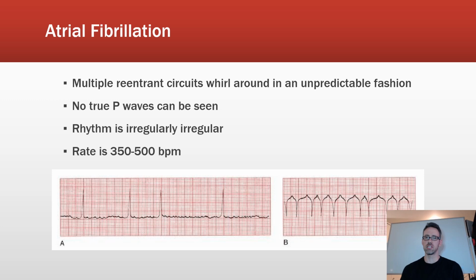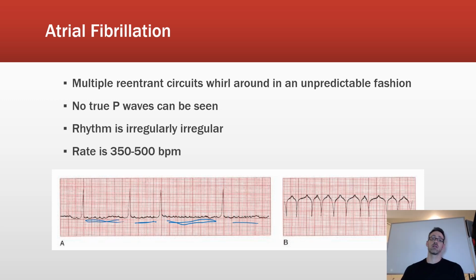And so you can't really see any real P waves because of all this activity. And so the rhythm is referred to as irregular, and it's oftentimes clinically assessed as irregularly irregular, especially when you're taking a pulse, for instance. And that rate is even higher. That can be 350 to 500 beats per minute. And essentially, if you take a look at the baseline, it just looks like it's fibrillating or just kind of undulating here, where you can't really discern any clear P waves at all.